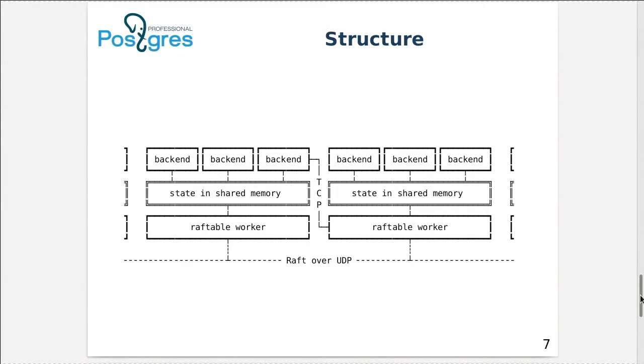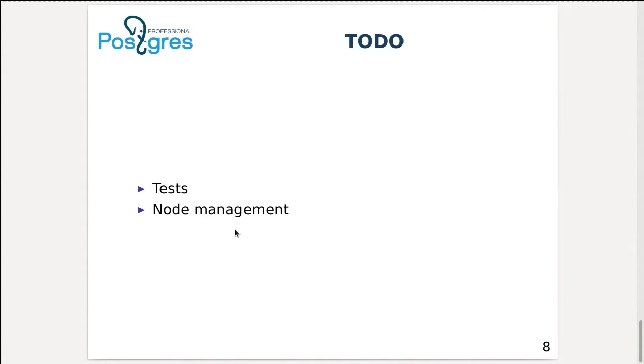And when it's running, the processes look like this. On each node, you have multiple backends and one raftable worker, which implements the Raft protocol over UDP. And it keeps the state machine in shared memory. So when the backend needs to perform a get operation, it just looks into the shared memory. And when it needs to put something new, it sends a query over TCP to the raftable leader and then waits until it gets replicated at this node. We need to do some more testing and implement node management in Raft. That's all.